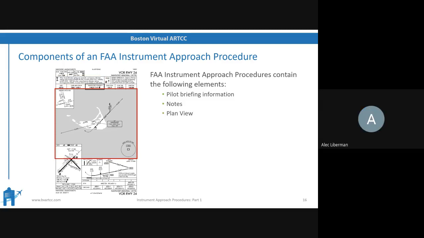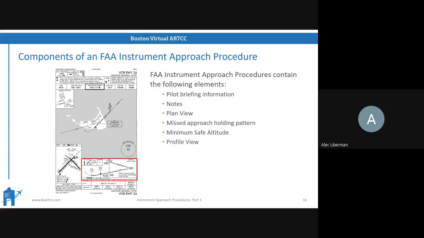Then you have the plan view, which is like a top-down bird's eye view of the approach itself. Then you have the missed approach holding pattern, which shows you how to fly the missed approach. Minimum safe altitude, with certain exceptions. This will be on most approaches. That's the altitude that provides you obstacle clearance within, in this case, 25 miles of Nantucket VOR. You have the profile view, which is like a side view that focuses on altitudes. Then you have our landing minimums, which we just discussed. And finally, an airport diagram. Any questions on this?